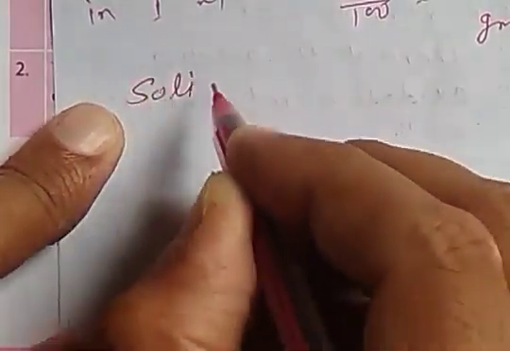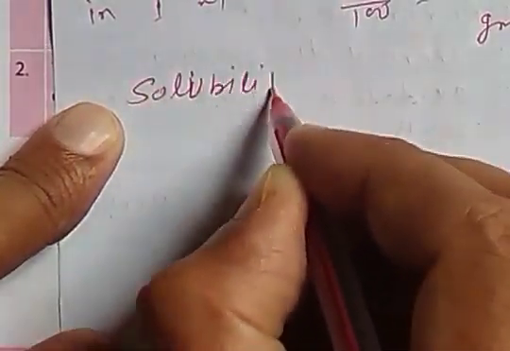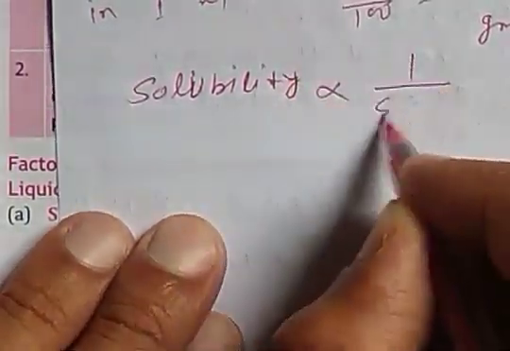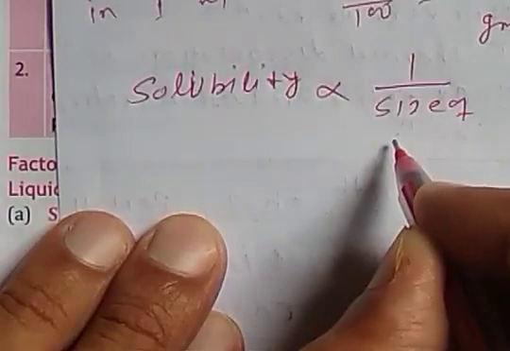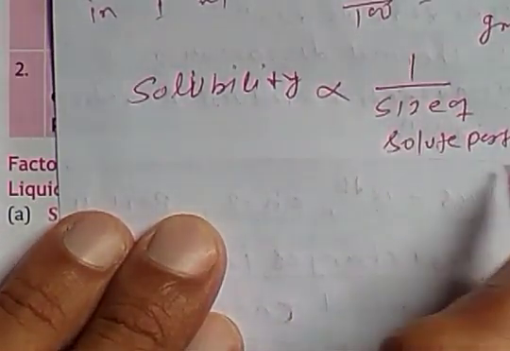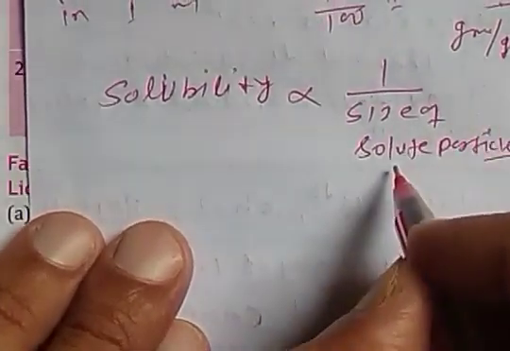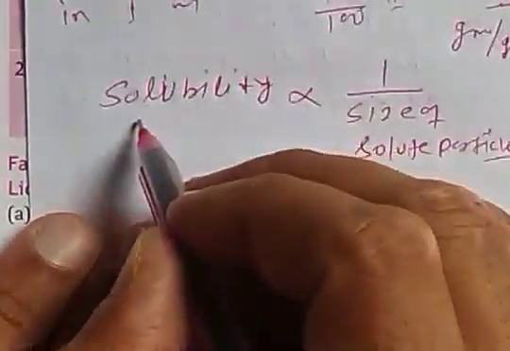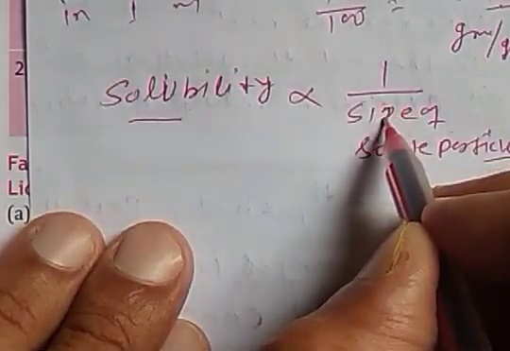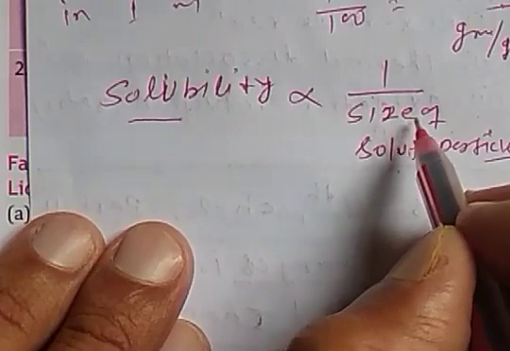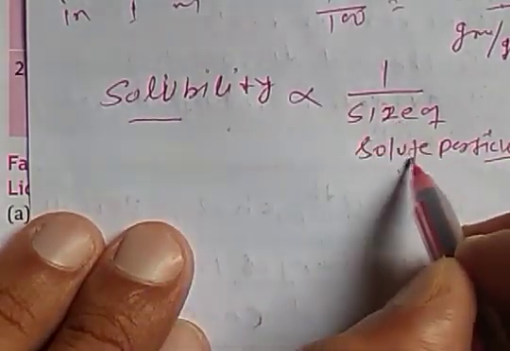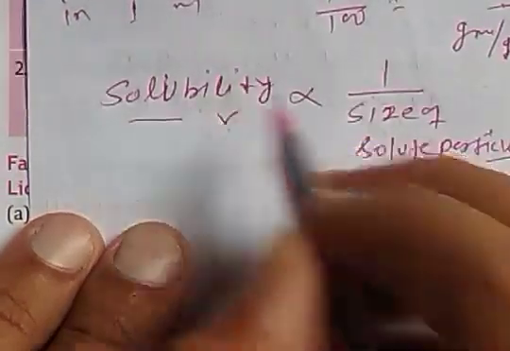So solubility is inversely proportional to the size of solid particle. If the size of solid particle increases, then their solubility will decrease. If the size of solid particle decreases, then solubility will increase.